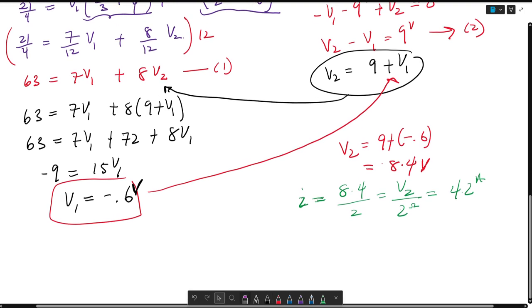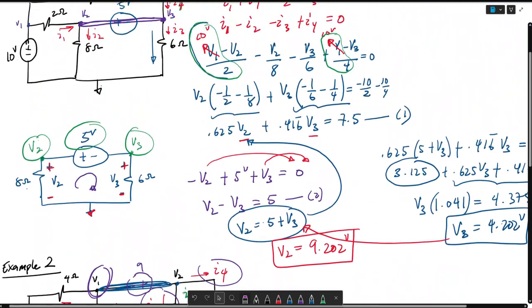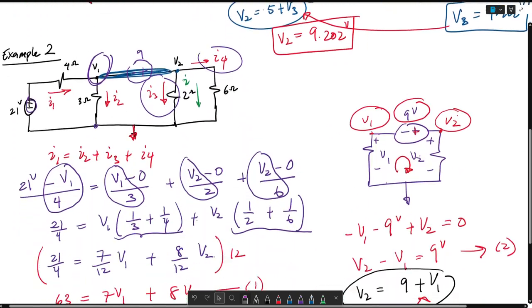All right, so I hope this makes sense. If you have any questions on how to do supernode, or if you want to see more examples, please let me know, and I can upload more videos and examples of this.